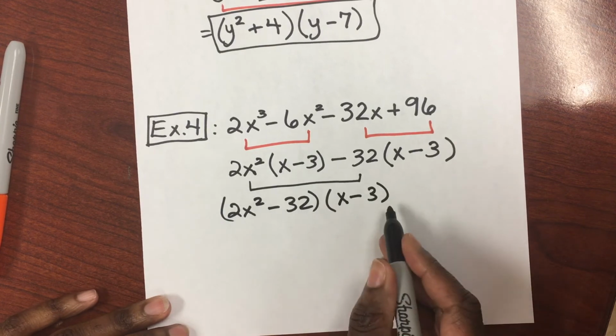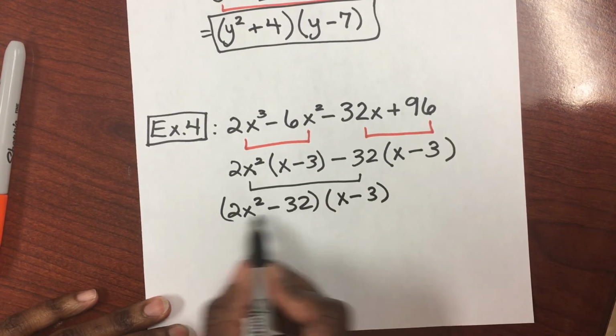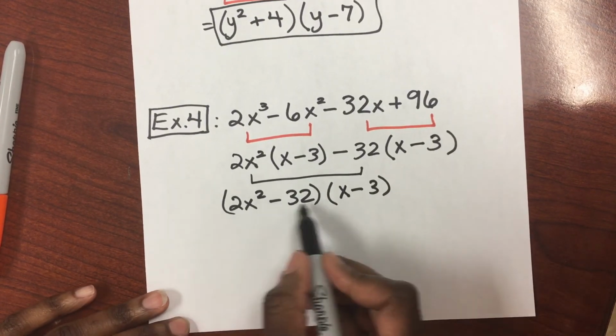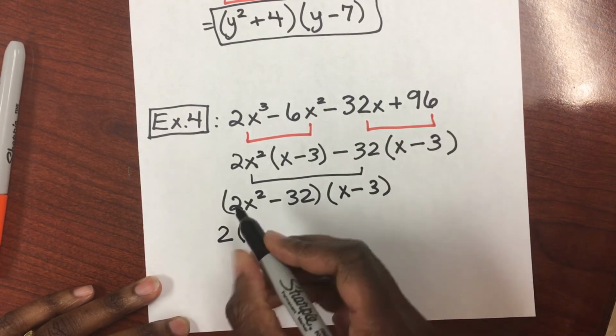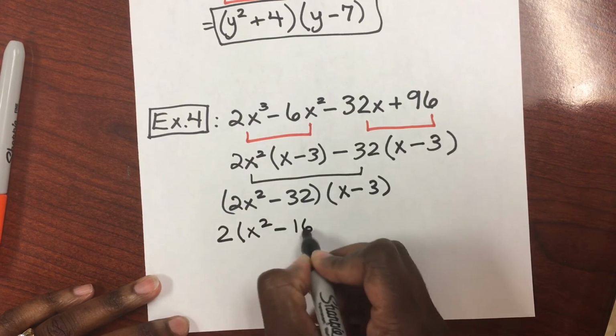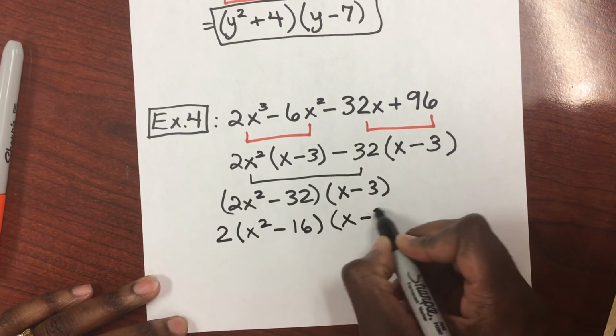But now, is this completely factored? No, because now I still have the 2's here. So I have to factor that again. So I divide by 2. I take 2 out. Factor 2 out. You're left with x squared minus 16 times the quantity of x minus 3.